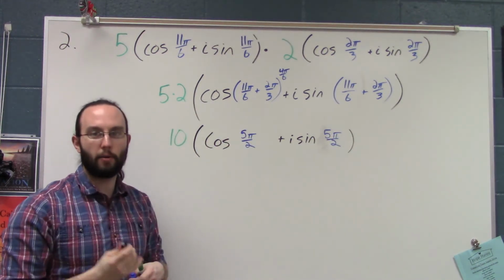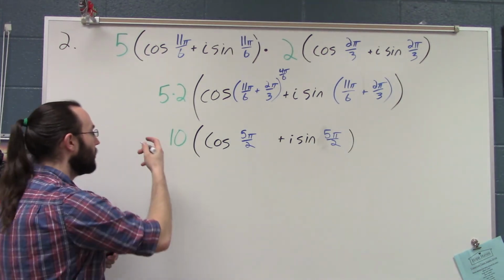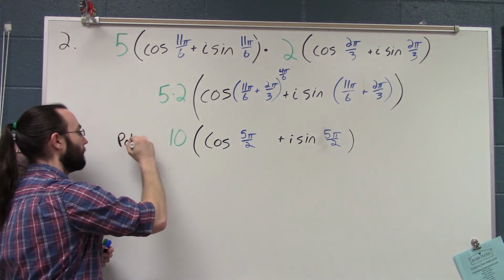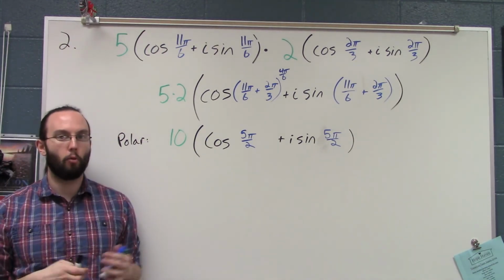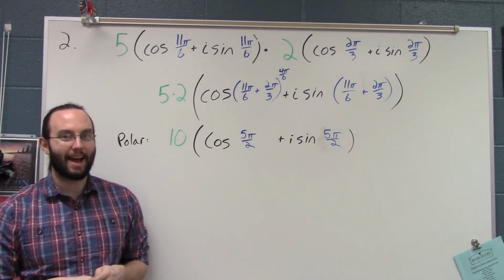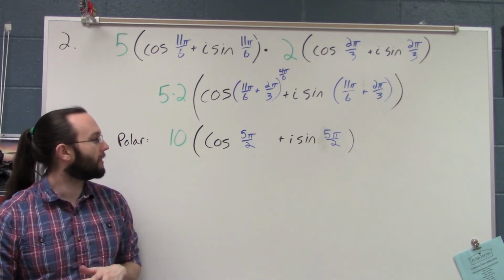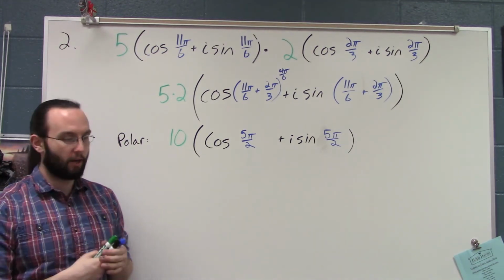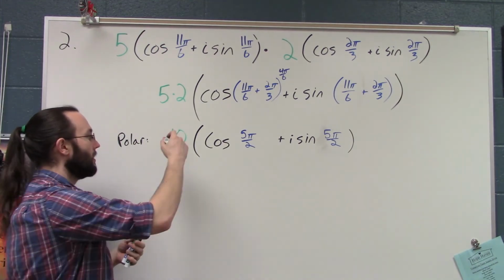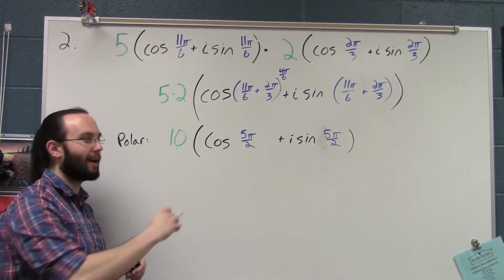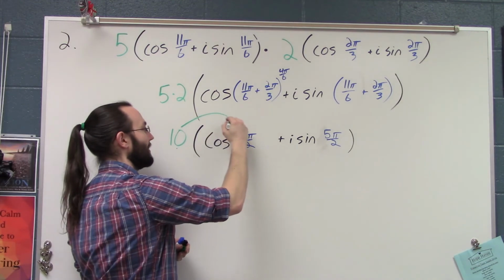So keep in mind, if they were asking us for polar form, we would be done. That is the polar form of this product. No big deal. However, they didn't ask us for polar form. They actually wanted rectangular form. And in order to get that rectangular form, there's a bit more work to do. Note we have this 10 on the outside of the parentheses, so we can distribute that 10 inside.